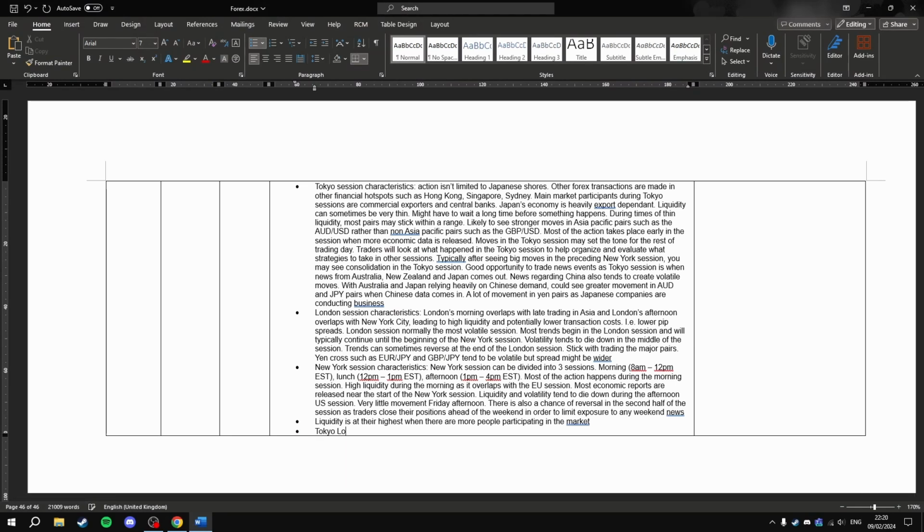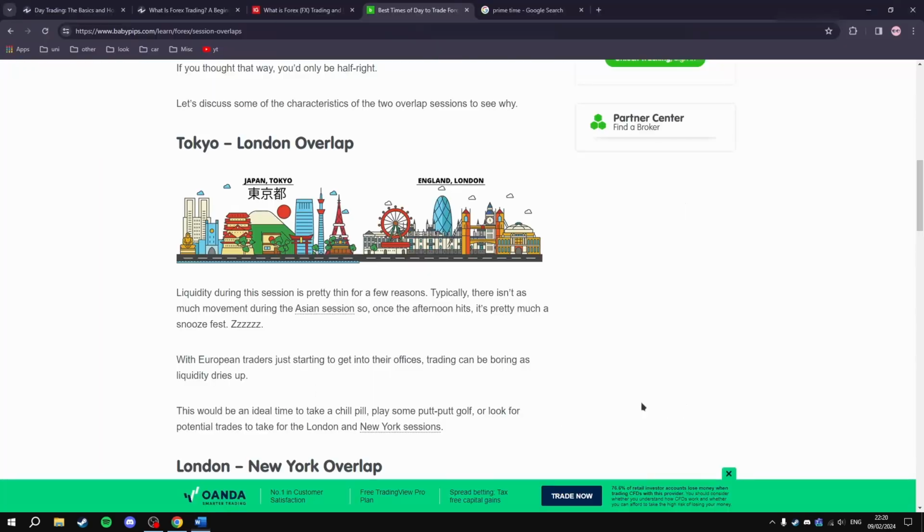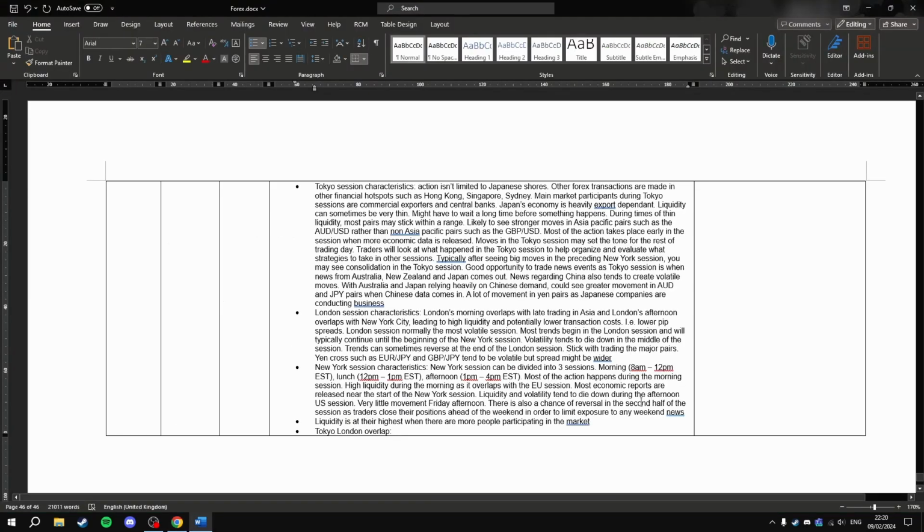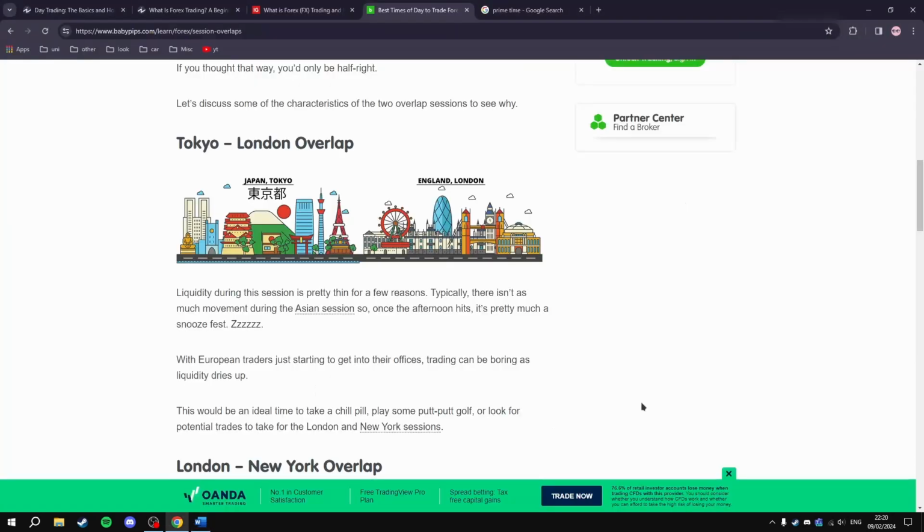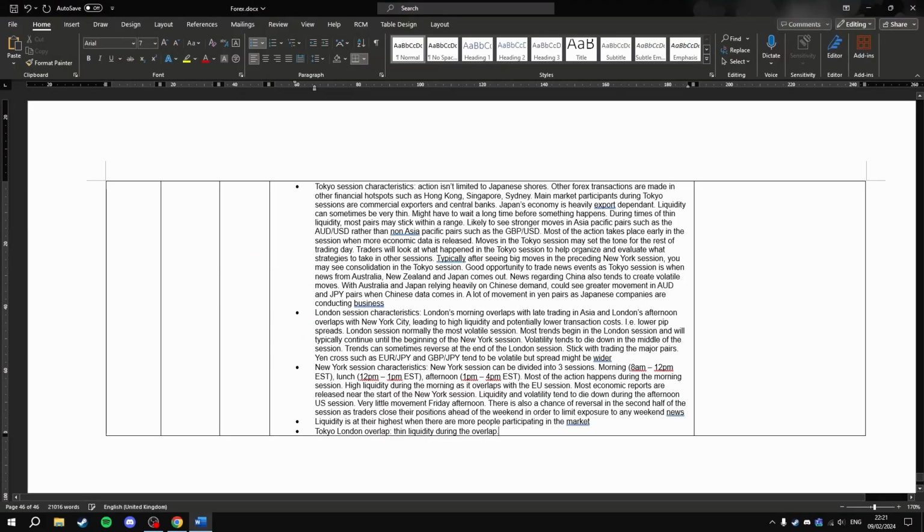Tokyo, London overlap. Thin liquidity during the overlap. As much as a snooze fest, with European traders just starting to get to the offices, trading can be boring as liquidity dries up. This would be an ideal time to take a chill pill, play some putt-putt golf, or look for potential trades to take for the London and New York sessions. Plan ahead.